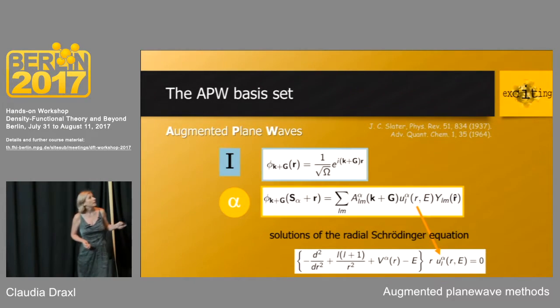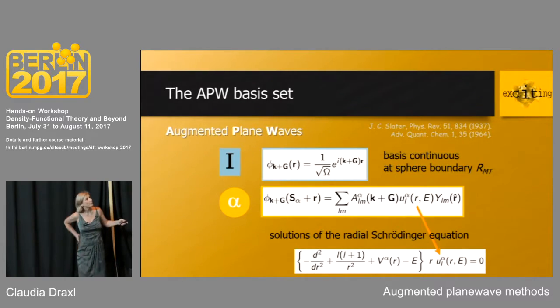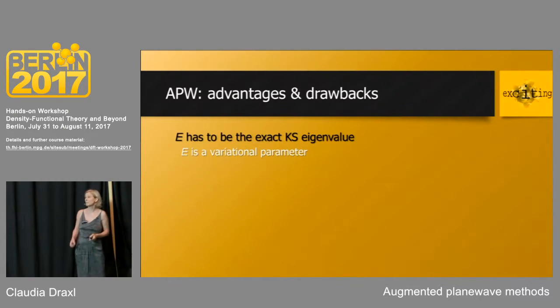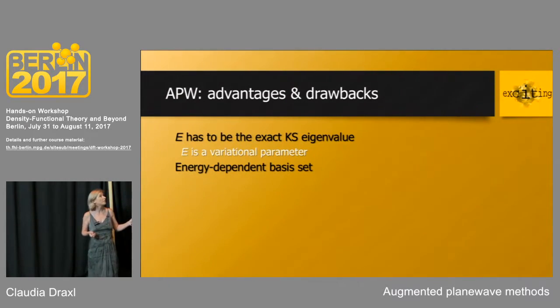Now, how do we get these functions here? Well, as I said, each of these plane waves is augmented by such a linear combination, by this sum here. That means these ALM coefficients can be used for augmenting these plane waves at the sphere size. So basically these ALM guarantee that the basis function is continuous at the sphere boundary. So this is nice, but as I've just said, this energy makes the basis set depend on the energy, because the energy is a variational parameter.